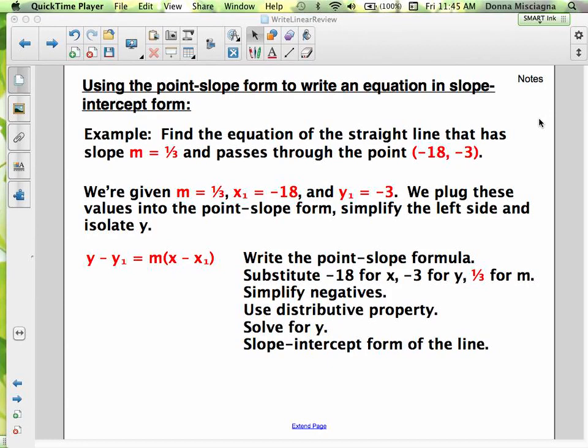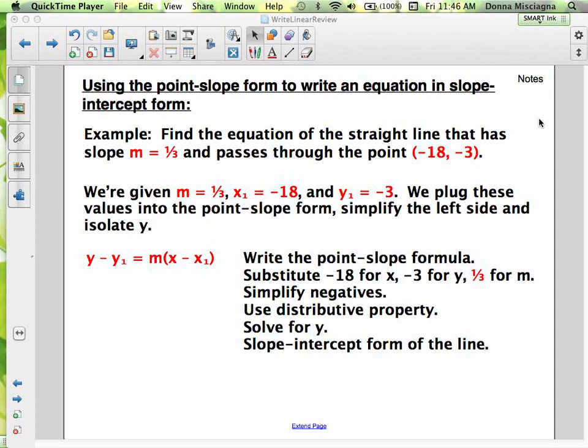Welcome back. So we're going to be using the point-slope form to write equations in slope-intercept form. And problems in your notes are marked. All right, so example, we're going to find the equation of the straight line that has a slope of 1/3 and passes through the point -18, -3. So we're given the slope and we're given a point.